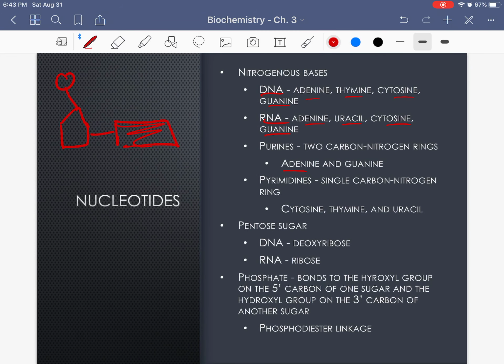Purines are adenine and guanine. They are 2-carbon nitrogen rings. So if I was to draw a purine right here, I would draw it so it's got a double ring.